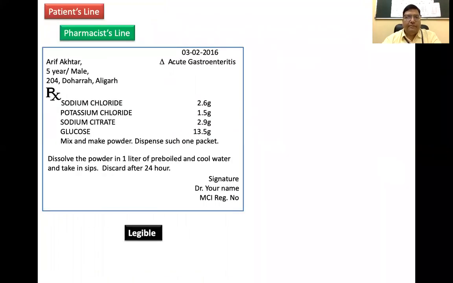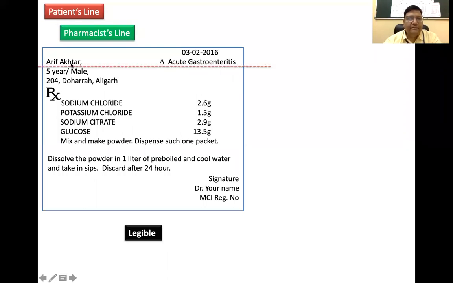So coming to the same prescription, this is a prescription of preparation of ORS. There are two lines which are very important, three lines actually. For a prescription, the very important thing is it should be legible. That means it should be easily readable. All the ingredients are to be written in capitals.